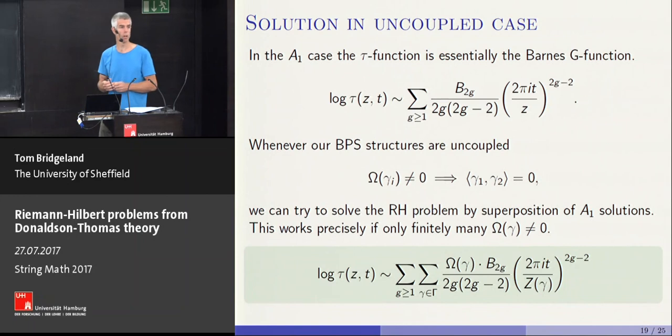So, for example, the conifold, which we saw right at the start of the talk, is uncoupled. The form is 0. It's not finite in this sense. There were infinitely many omega gammas, but you can just hold your nose and apply this formula anyway and see what comes out. So that's the first thing you can try and do.